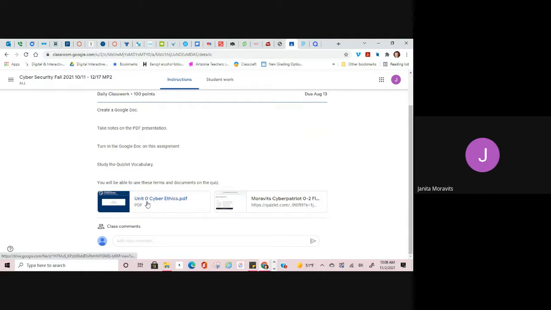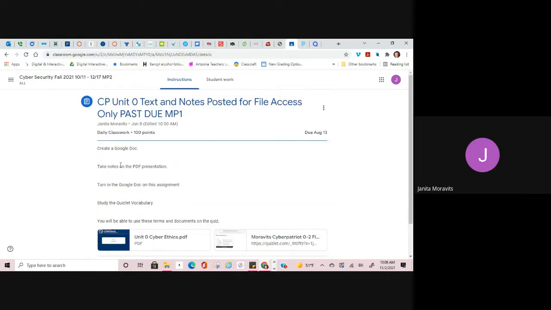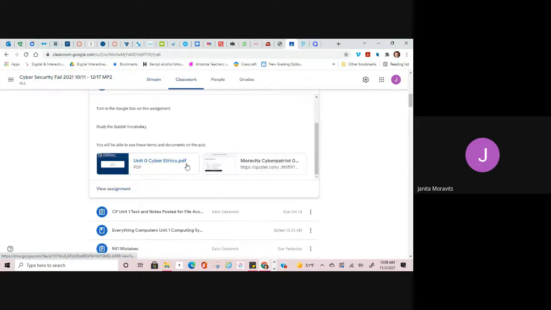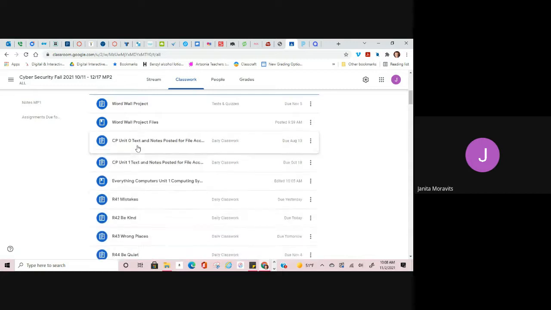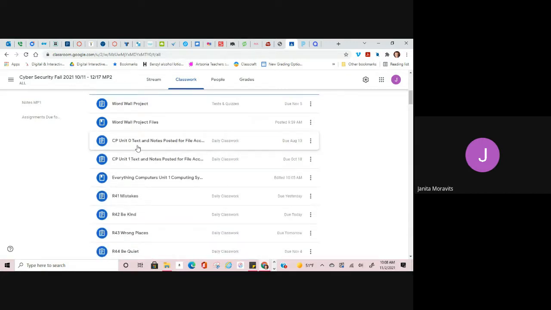This is just for you to use the PDF or the Quizlet in order to find some of those terms or things that I asked you to put in your word wall. So I hope this helps. I was trying to make it a little bit more convenient for you to get to the notes that you need. You can even use pictures off of there. You can take screenshots of different pictures if you want to use those.